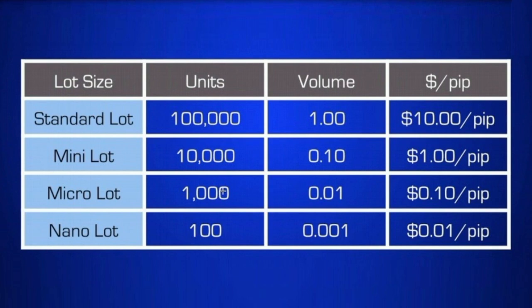And if you also want to use micro lot size, which is 1,000 units, that will give you a volume of 0.01. So you'll be making 0.10, that is like 10 cents for every 1 pip. And the nano lot size, which if you are a small trader, I think this is where you will start from. You'll be buying 100 units of that currency pair, using 0.001, and you'll be making 1 cent for every pip. So if you make 1 pip, you make 1 cent. And that is how you compound and make profit for yourself.